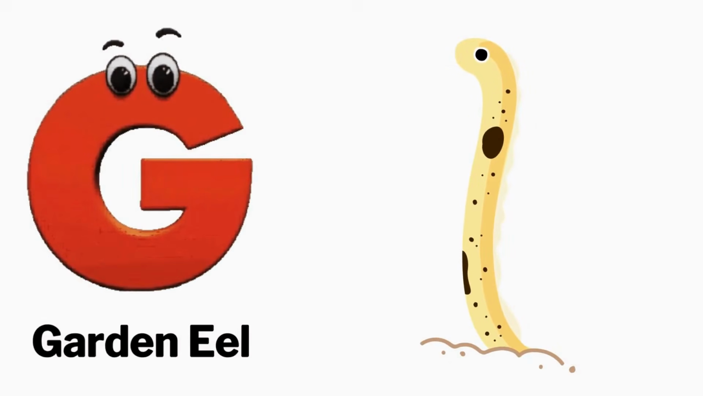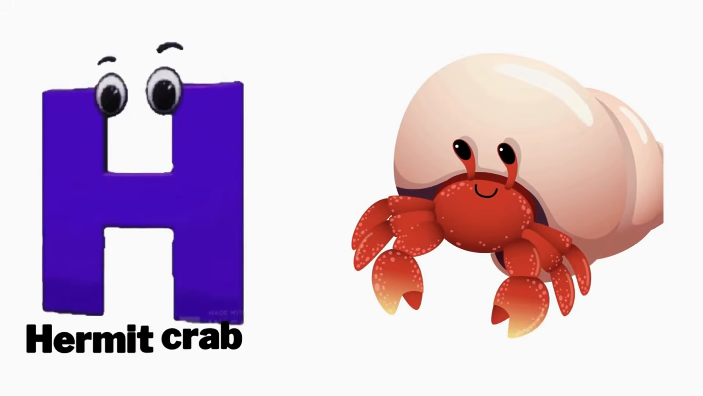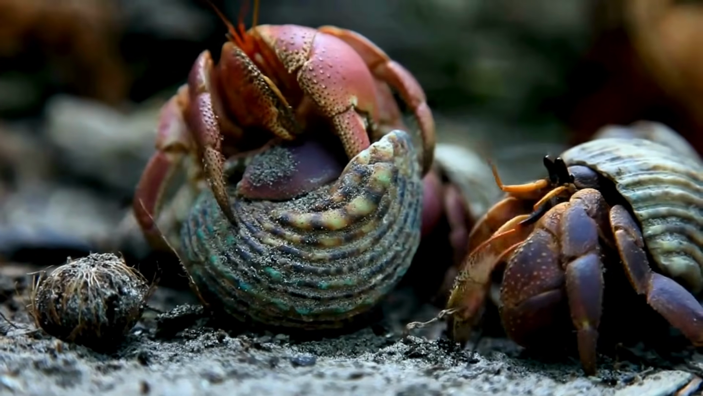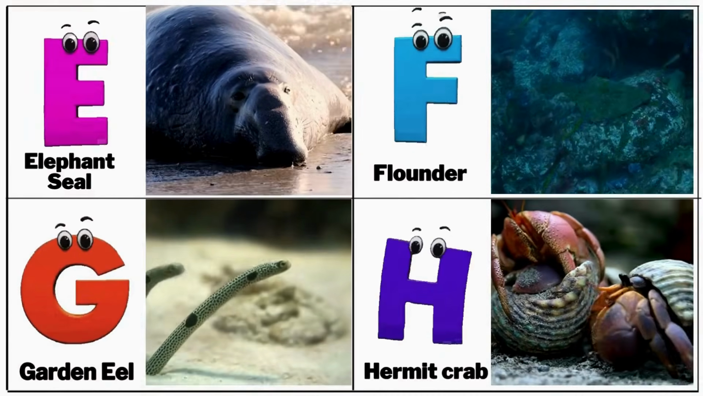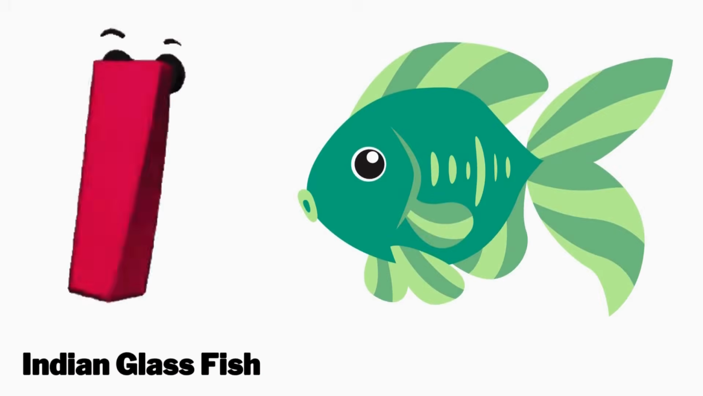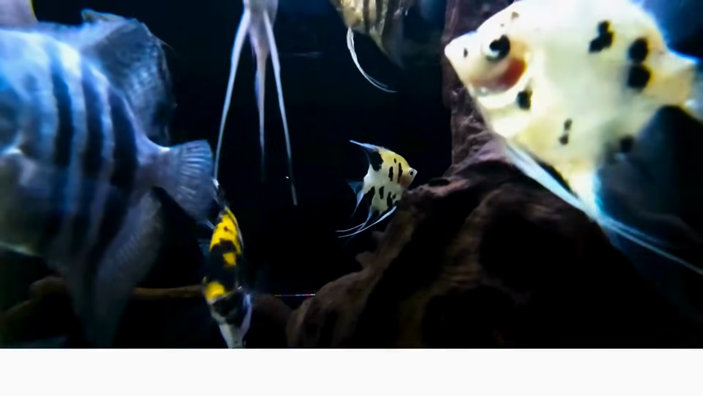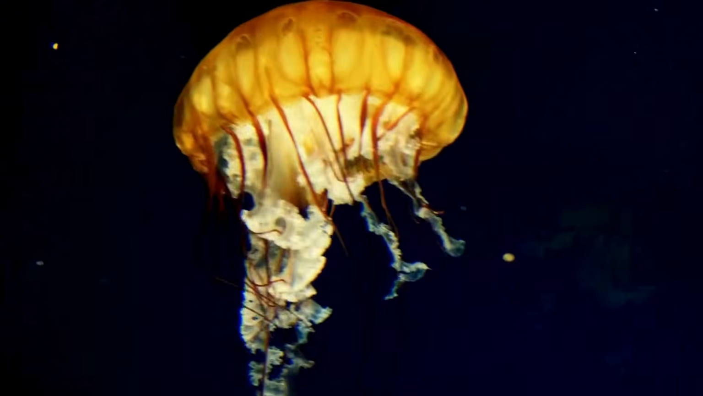G is for garden eel. Garden eel. H is for hermit crab. Hermit crab. I is for Indian glassfish. Indian glassfish. J is for jellyfish. Jellyfish.